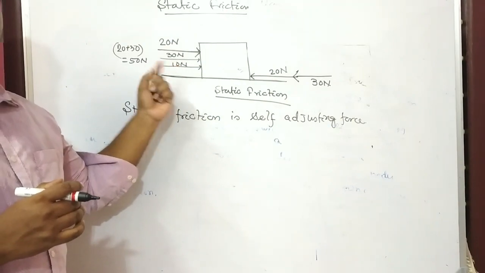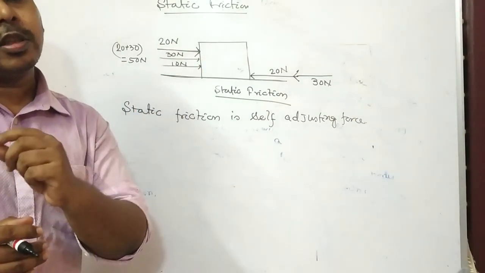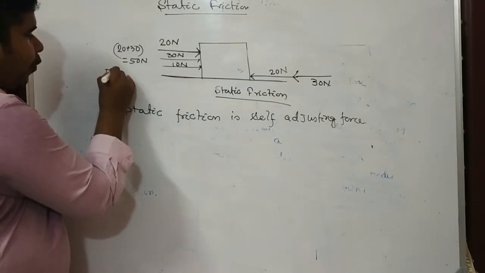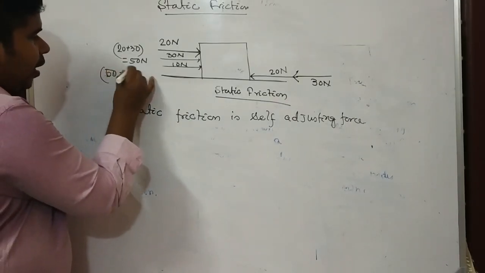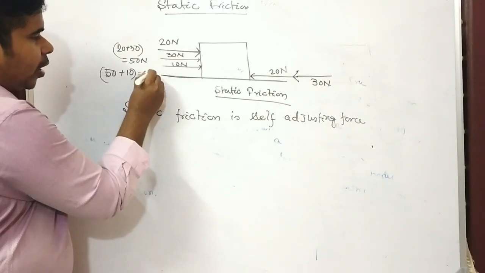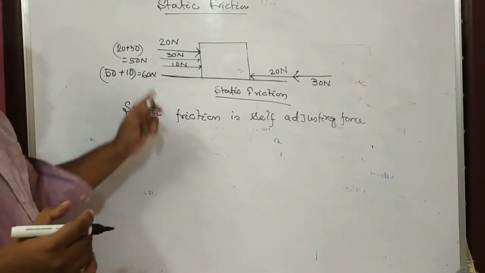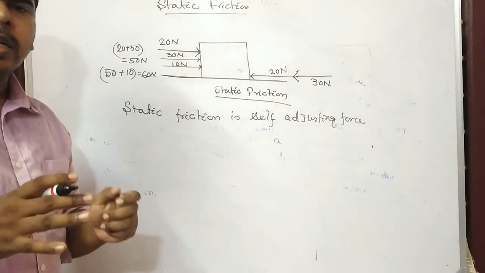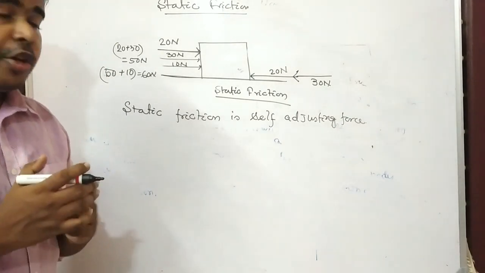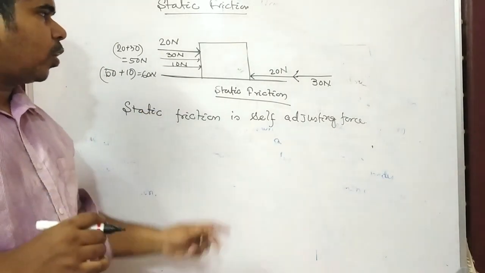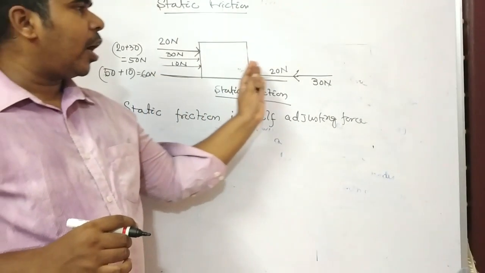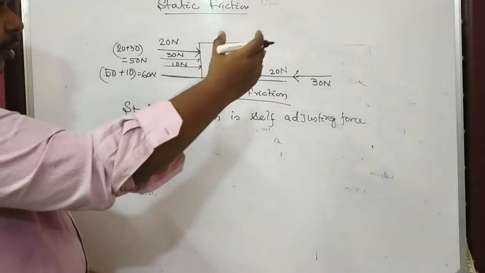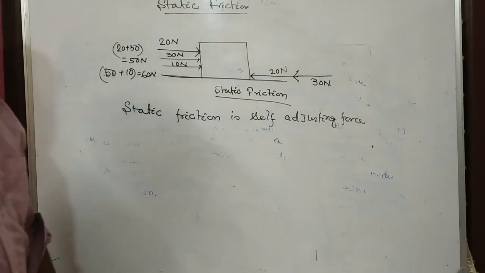After 10 Newton, if you give a little more force, the body will move. So now the total force you have given is 50 plus 10, that is 60 Newton. At 60 Newton the body is almost in an unbalanced condition. If you apply a little more force, the body will start moving in the right hand side.